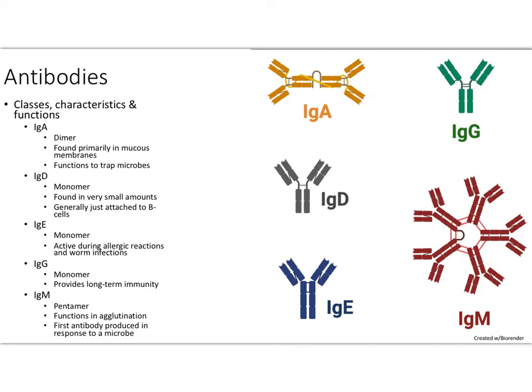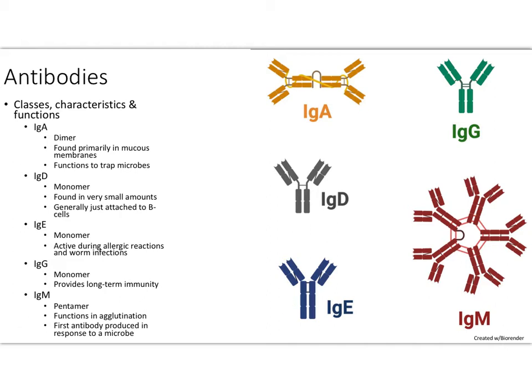The next type of antibody is IgD. IgD is a monomer, meaning it's just a single Y-shaped protein by itself. It's typically found in very small amounts in most people, and most of the time it is found attached to B cells, which we'll talk about more later. But most of the time it's just attached to the B cell, and it will let the B cell attach itself to some kind of antigen or something that B cell needs to attach to.